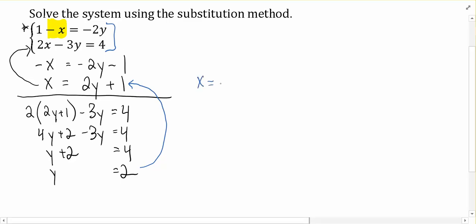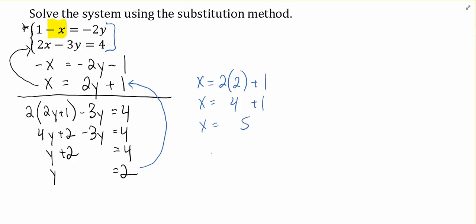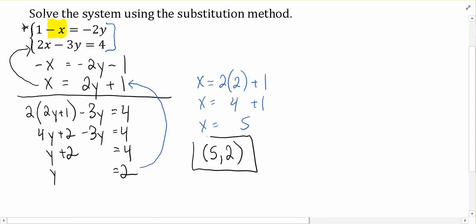So we have x equals 2 times, instead of y, the value of y. So we have x equals 4 plus 1, or x equals 5. This means that our solution has an x value of 5 and a y value of 2. Remember that you're writing ordered pairs, so the order matters. We always write the x value first, followed by the y value. And then we should, of course, check our answers as well.